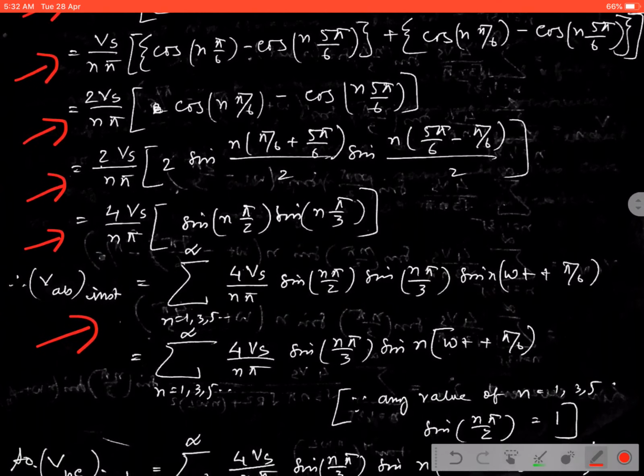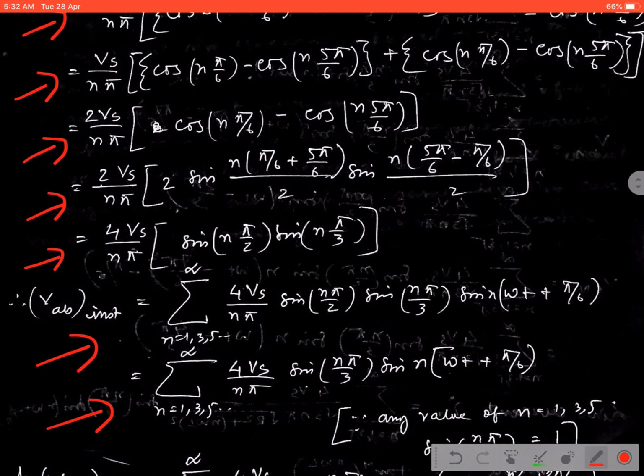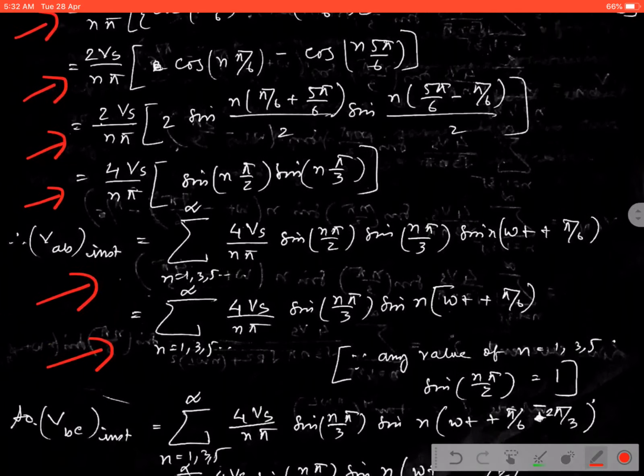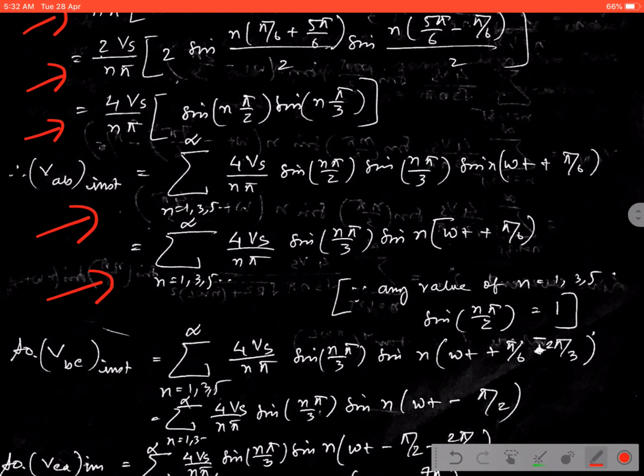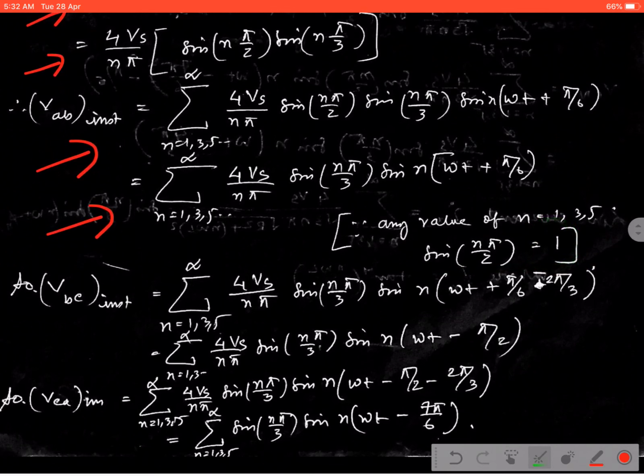So this is a simplified form. We can write the expression this way: summation for n equal to 1, 3, 5 of 4 Vs by n pi sin n pi by 3 sin n omega t plus pi by 6, in which any value of n is an odd harmonic. For any such n, sin n pi by 2 will give 1. Finally, after further simplification, we get this result. Now this is the instantaneous value of VAB.